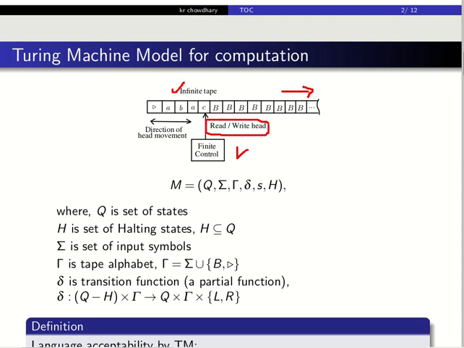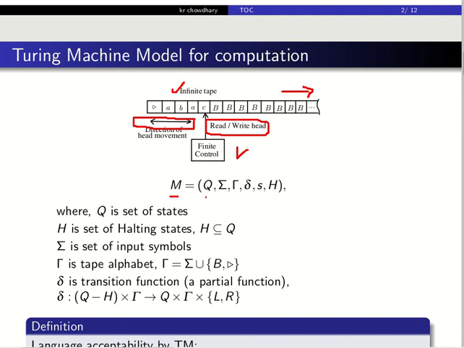Finite automata is read-only. Unlike the finite automata, the Turing machine can move right and left. The head can move to the right also, and the head can move to the left also. Then for every machine we defined a model. M stands for the machine.